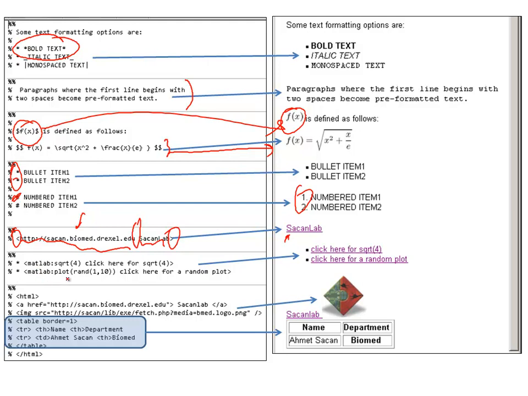MATLAB commands can also be encoded using URLs. So in this case, if you start with matlab colon, the rest of your expression before the space will become a MATLAB expression that will be evaluated when the user clicks on that link. All right. And finally, you can include HTML code in your documentation, where you can include images, tables, and so on.